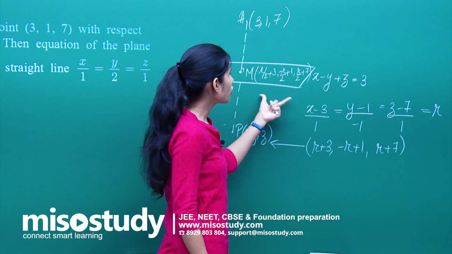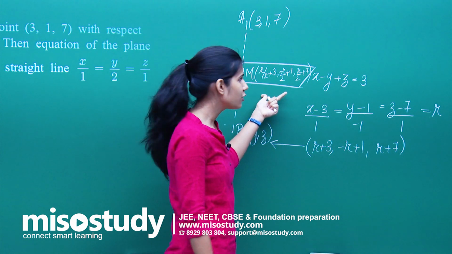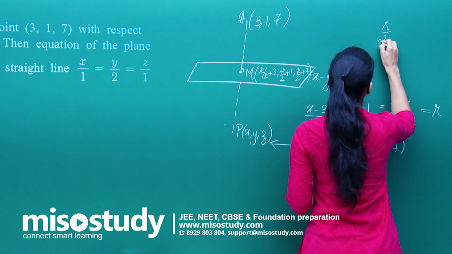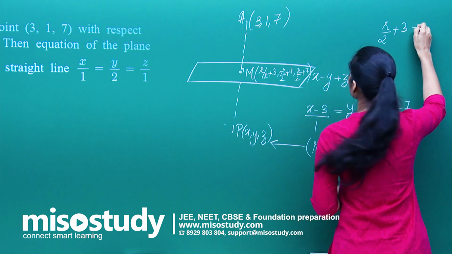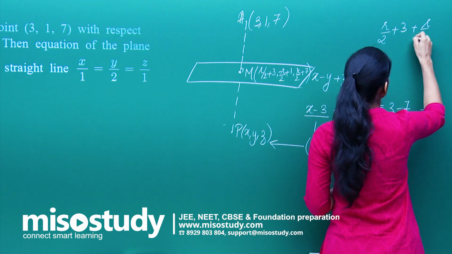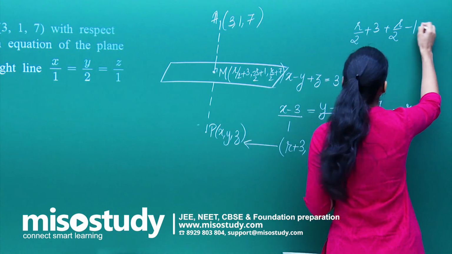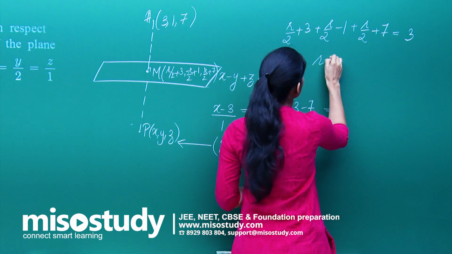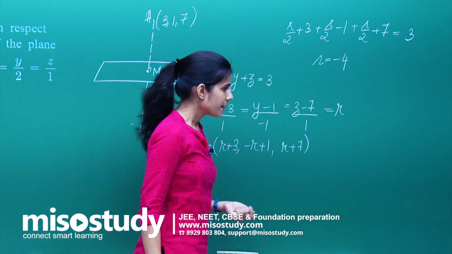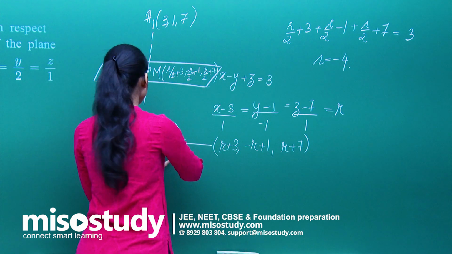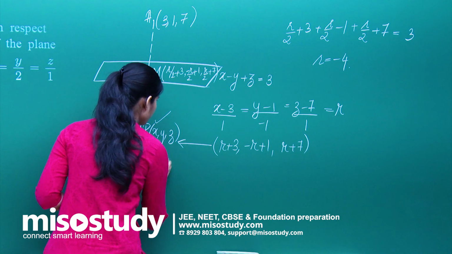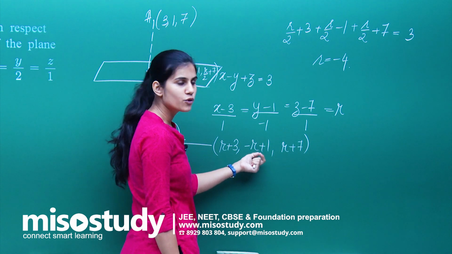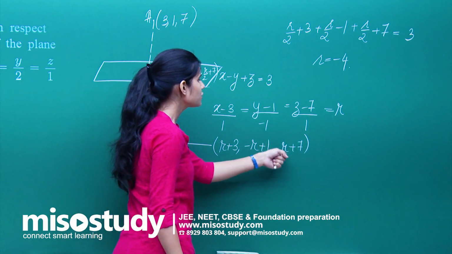Now this is the midpoint which is obviously lying on the plane, so its coordinates will be satisfying the equation of this plane. So I am going to have x minus y plus z equals 3. So it is r by 2 plus 3 minus r by 2 plus 1, so plus r by 2 minus 1 plus r by 2 plus 7 equals 3. From here you will get r equals minus 4. The moment you get r equals minus 4, you have successfully got the coordinates of P. What will be the coordinates of P? r is minus 4 plus 3, so minus 1. Minus 4, so minus of minus 4 is 4, 4 plus 1 is 5, and minus 4 plus 7 gives you 3.